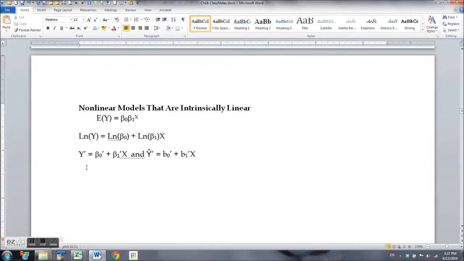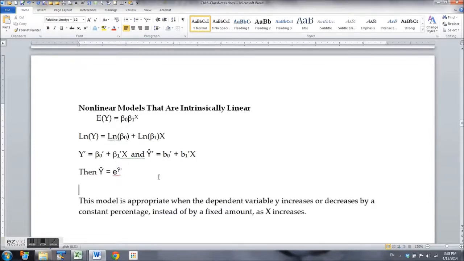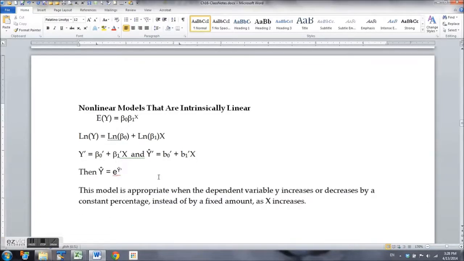So once you estimate y hat prime, then we can go back to y hat by simply raising e to the power of y hat prime, and you get y hat. So even though the model is a nonlinear model, we can transform it into a linear model and do the prediction. When would we use this kind of transformation?